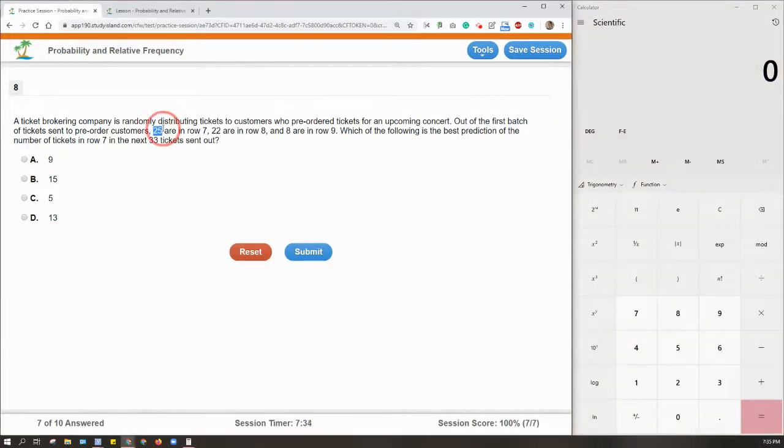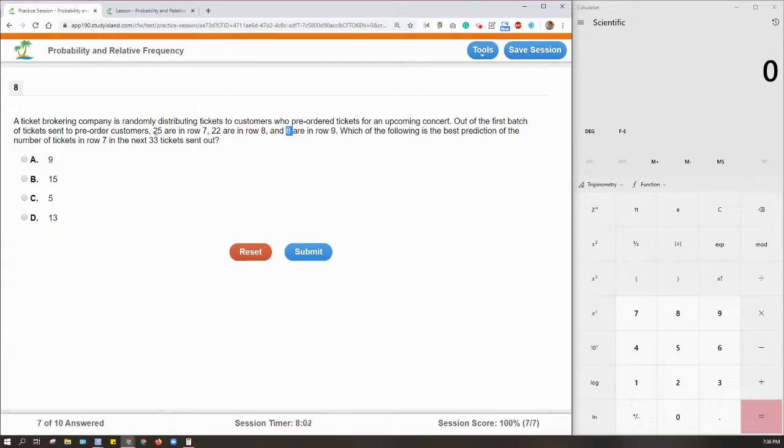25 of them. Out of how many tickets total? Well, 25, 22, and 8. Add those together and you get 55. 22 and 8 is 30, because 22 seats are in row 8 and 8 seats are in row 9. So if you just ignore the row numbers for a second, because you might be confused by those other numbers, we have 25 tickets here, 22 more tickets, and then 8 more tickets. 8 plus 22 is 30, plus 25 is 55.